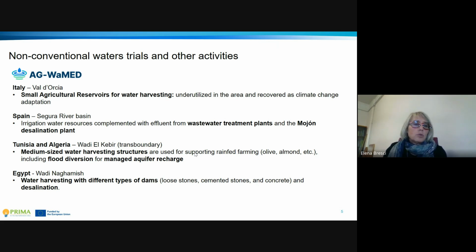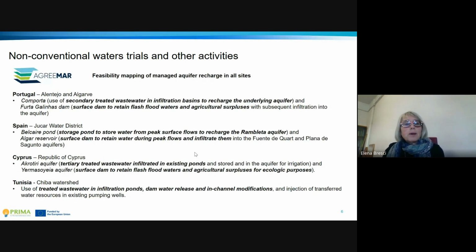In Spain, in the Segura River Basin, the irrigation water resources come from wastewater treatment plants and a desalination plant, but still these non-conventional water sources are not enough. In Tunisia and Algeria, some water harvesting structures and flood diversion for managed aquifer recharge have been utilized, and in Egypt, mainly cisterns and desalination processes. For AGREEMAR, the main aim was the feasibility mapping of managed aquifer recharge in all sites.